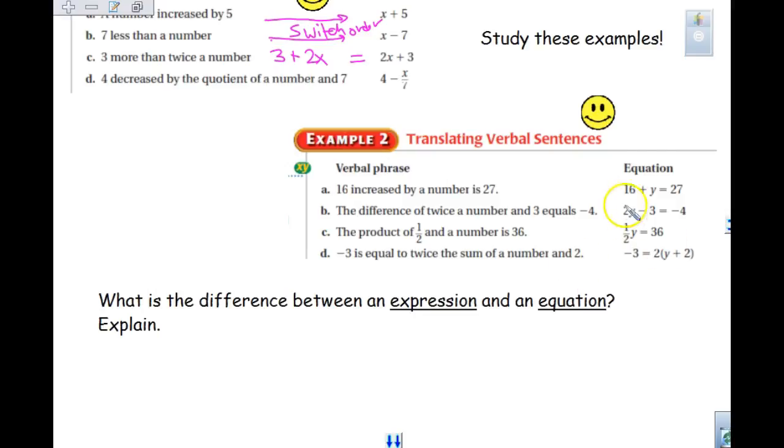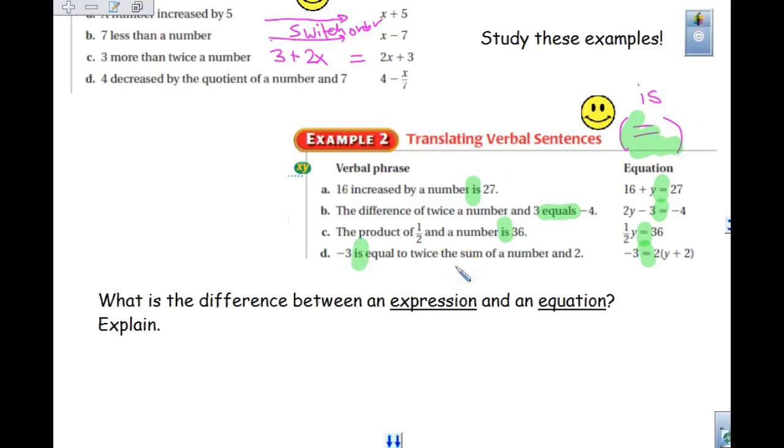So again, notice sentences. Every sentence has an equal sign, right? Every single one of these has an equal. What phrase was our equal? Well, if we are looking at it, 16 is increased by a number is 27. The difference of a number and 3 equals -4 is 36. -3 is. That phrase is almost always going to tell you equal.